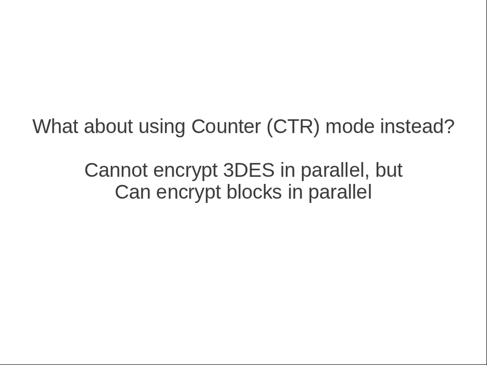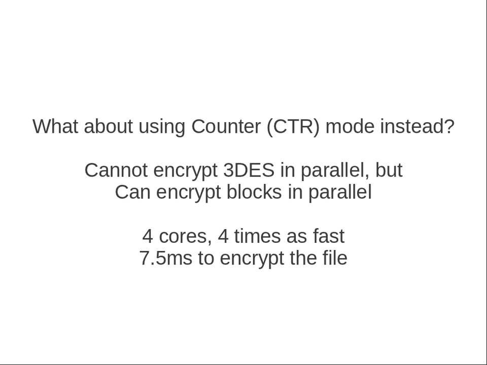So what I do on one core, one processor, I do encryption of block 1. At the same time, encryption of block 2 on the second core. On the third core, encryption of block 3, and so on. I can encrypt 4 blocks at the same time because I have 4 different processors. Hence, it's 4 times as fast as the previous answer. So the answer is 7.5 milliseconds.